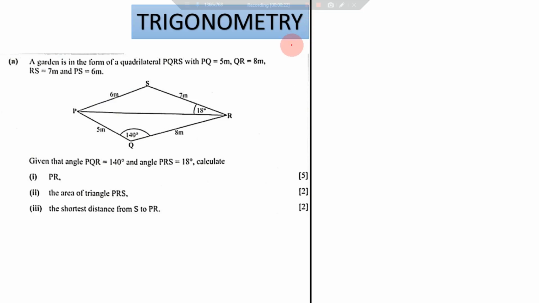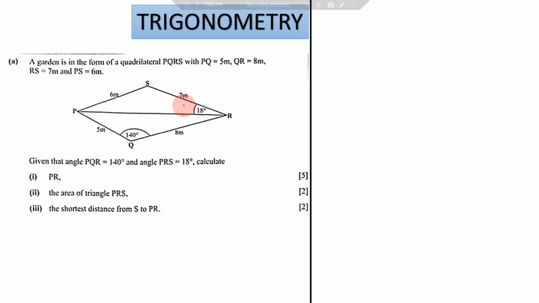Let's go into the question. A garden is in the form of quadrilateral PQRS with PQ equals 5 meters, QR equals 8 meters, RS equals 7 meters, and PS equals 6 meters.